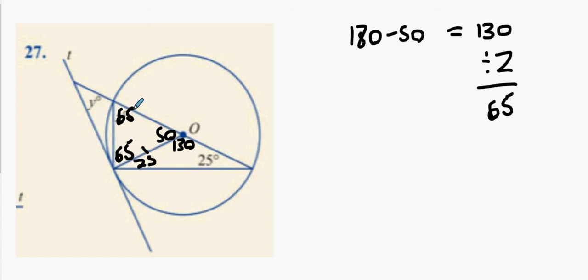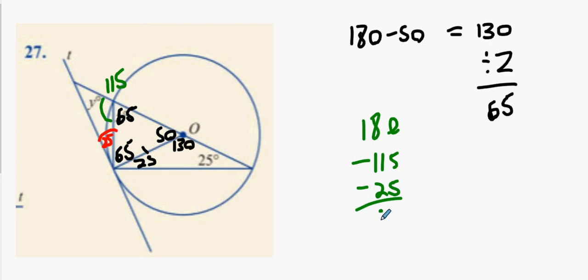Alright, finally, because this is a tangent that's 90 degrees, which makes this small red angle 25. This green angle here has to add up to 180. So what is it? 115. Angle Y is 180, take away 115, take away 25, which is 40. You cool with that? Charlie, question.